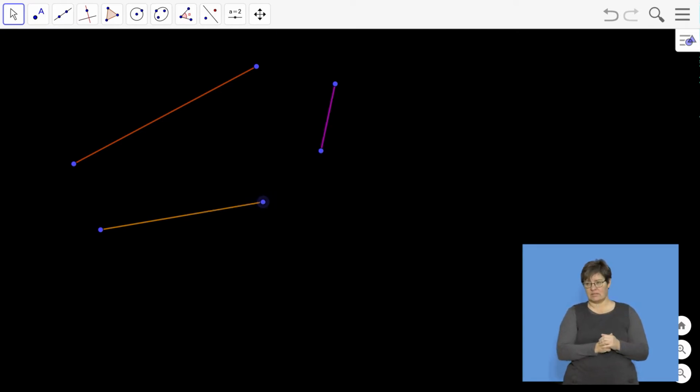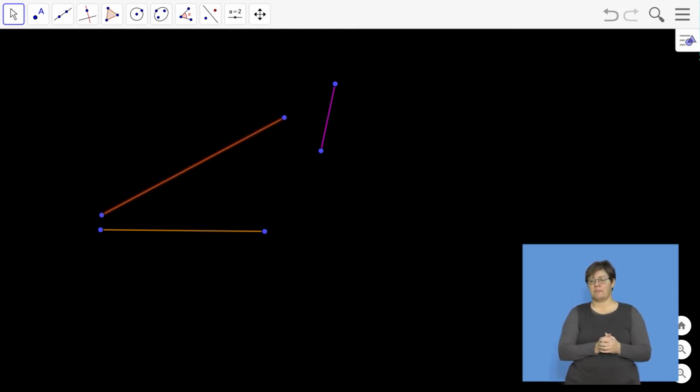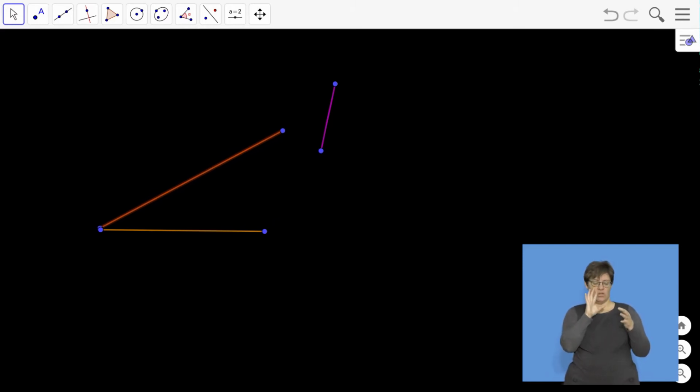I can play around with the lengths of my line segments to suit what I want to try and do. Now let's see if I join them and make them a triangle, will it give me a triangle or not? Look at this. This does not give me a triangle. There's an opening up there.